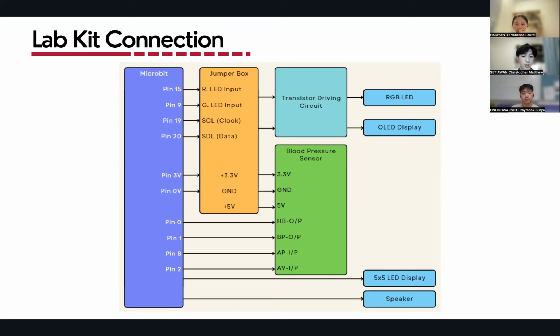In the micro:bit, pin 0 is connected to the heartbeat output in the blood pressure sensor. Pin 1 is connected to the blood pressure output in the blood pressure sensor, pin 8 is connected to the air pump input, and pin 2 is connected to the air valve input. Pin 8 and pin 2 act as air pumping and air releasing automatically. Next.